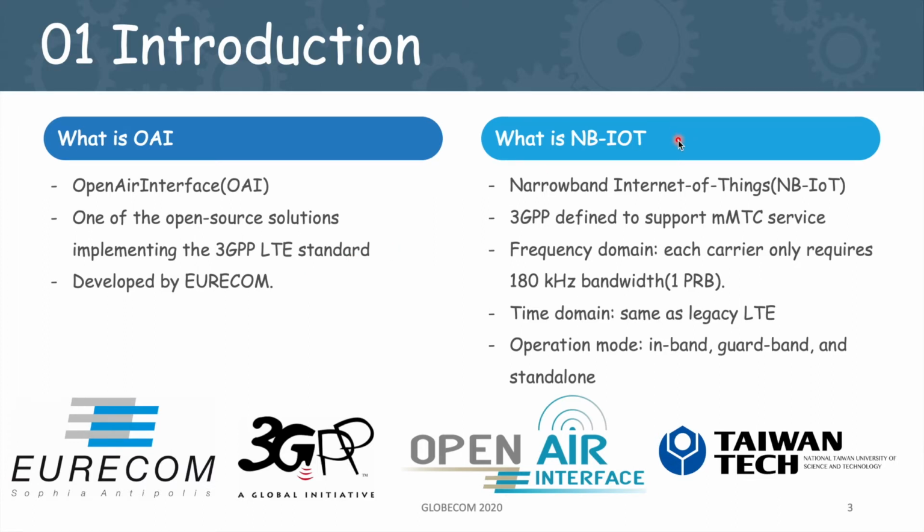Then what is NB-IoT? The Narrowband Internet of Things. It is also a 3GPP standard defined to support massive machine-type communication service. To support IoT devices without occupying all the bandwidth, the industry decided to make it narrower. Narrowband means it only has 180 kHz in the frequency domain.